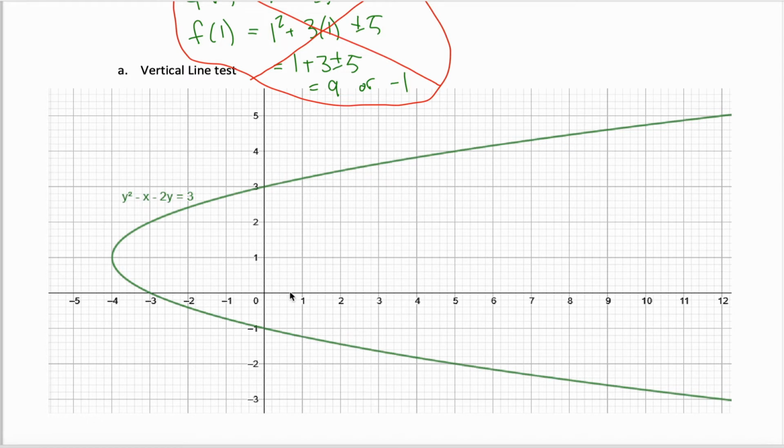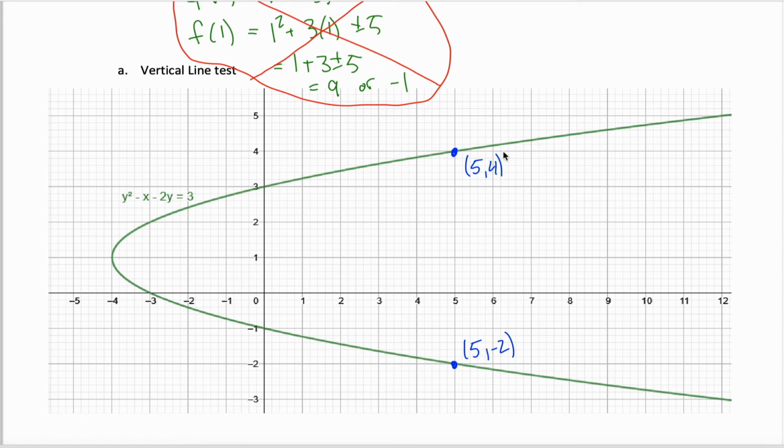Here's an example of a graph that does not represent a function. Why does this graph not represent a function? Well, let me pick on two specific points. This point right here and this point right here. This point right here has an x-coordinate of 5 and a y-coordinate of 4. This point down here has an x-coordinate of 5 and a y-coordinate of -2. Think about what that's saying.